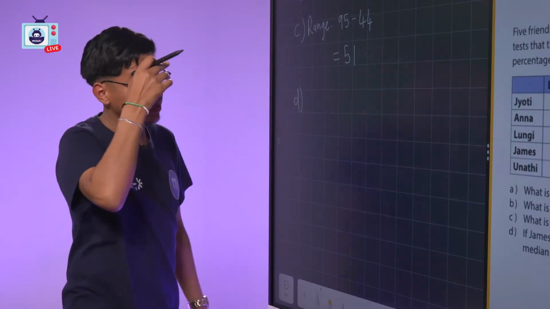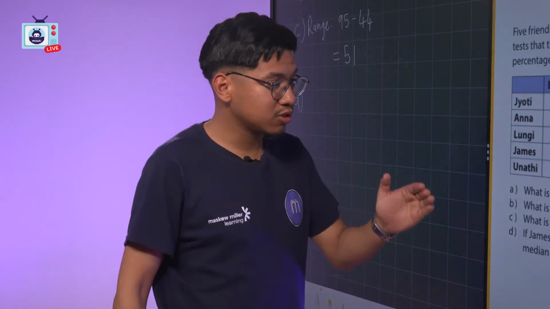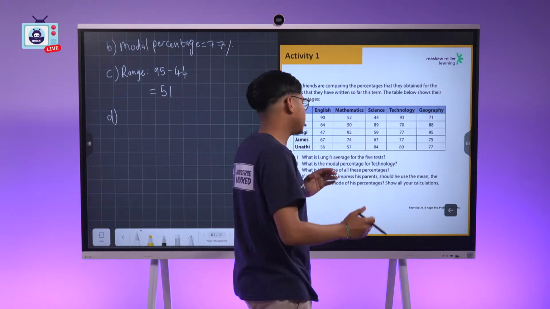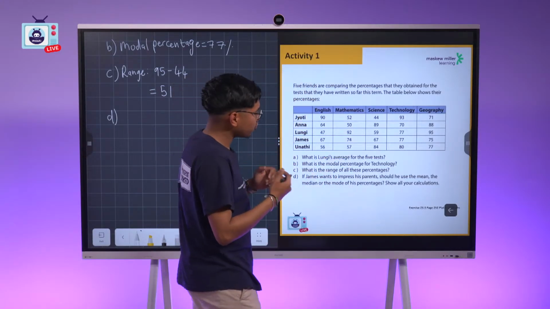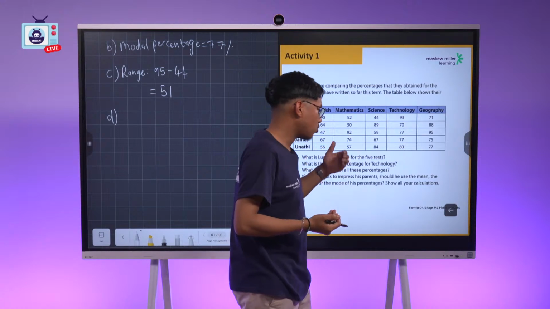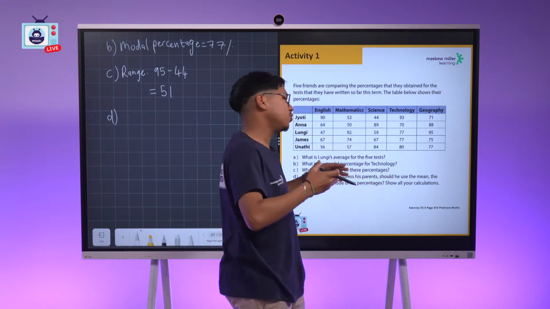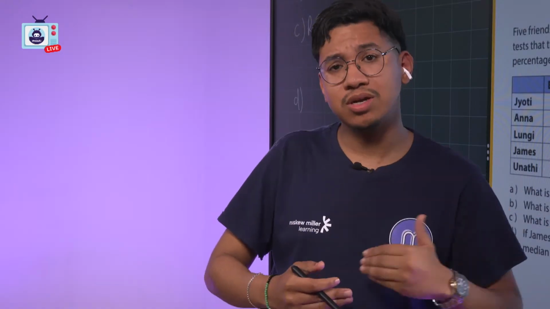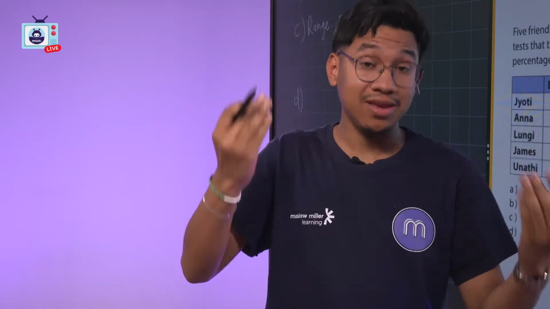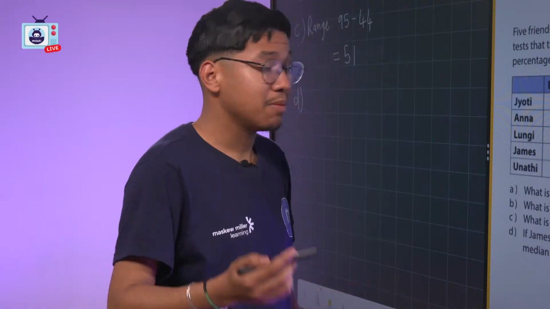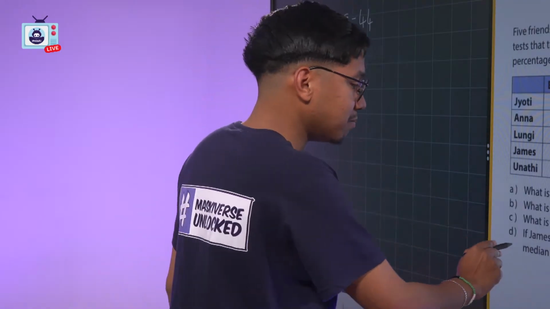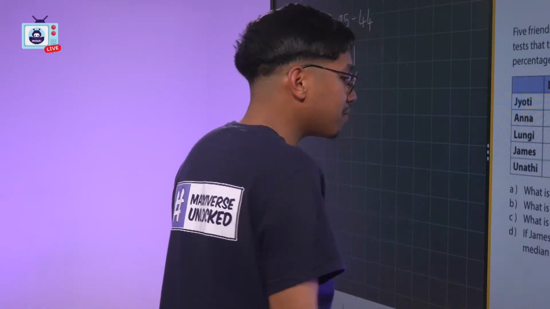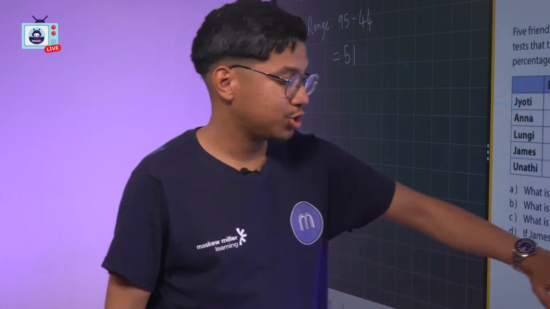The last question, it says there, if James wants to impress his parents, should he use the mean, the median, or the mode of his percentages? Show all calculations. So if he wants to impress his parents, obviously he wants to showcase a number that is the highest, that is the biggest, right? But they're asking whether you should use the median, the mode, or the mean. And they're telling us here, show all calculations.